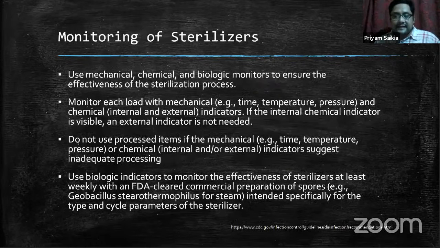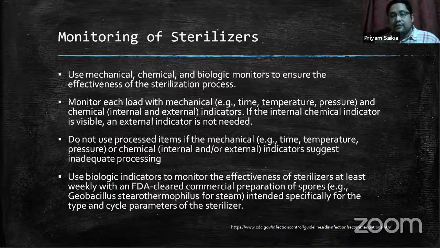CDC has given extensive recommendations regarding monitoring of sterilization. Here I have used only some of the salient points. CDC recommends using mechanical, chemical, and biological monitors to ensure the effectiveness of the sterilization process. They recommend monitoring each load with mechanical and chemical indicators, and if the internal chemical indicator is visible, then the external indicator may not be needed. They recommend not using any processed items if either the mechanical or the chemical indicator suggests that the sterilization has been inadequate.